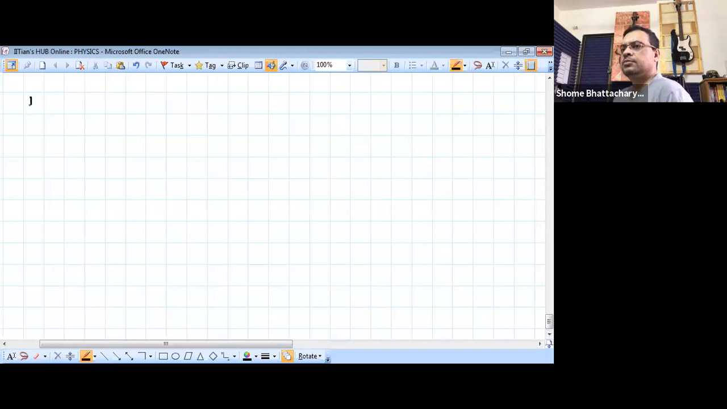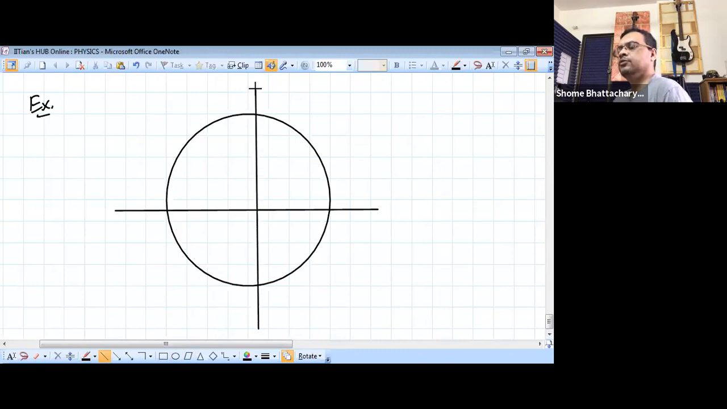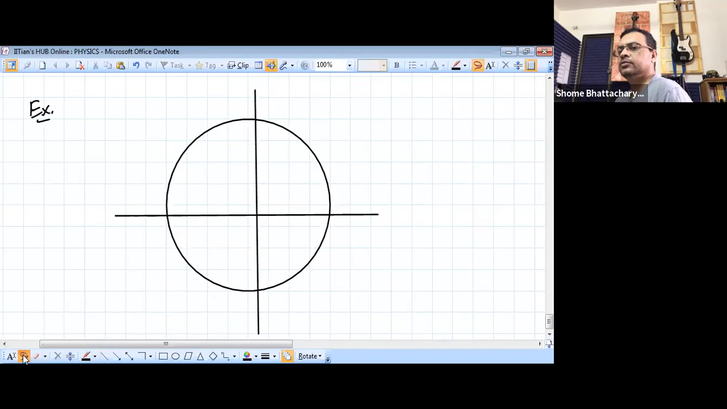Let's look at another example. Now this time, the information given to us will be about time, and we will have to calculate the information about speed from this. Okay.